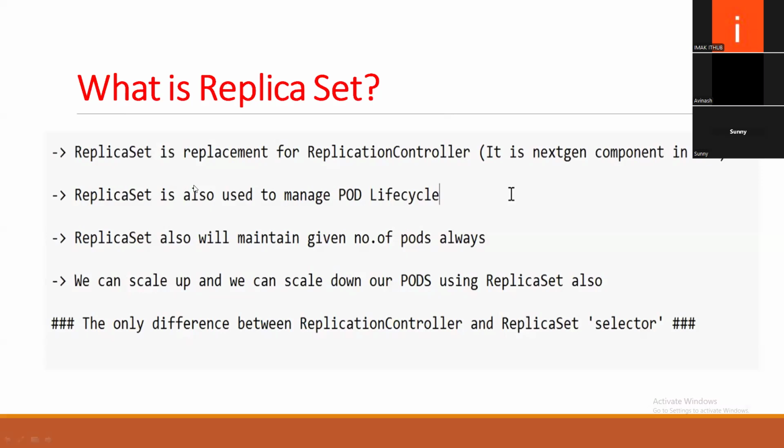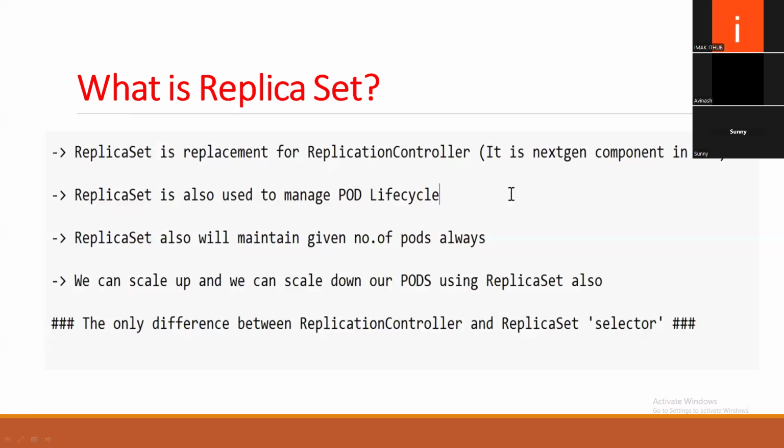So what is the difference between replication controller and replica set? The replication controller sets the replicas, how many replicas. The replica set is also the same. It is the advanced version of the replication controller. Replica set is a replacement for the replication controller. It is the next gen component of Kubernetes.